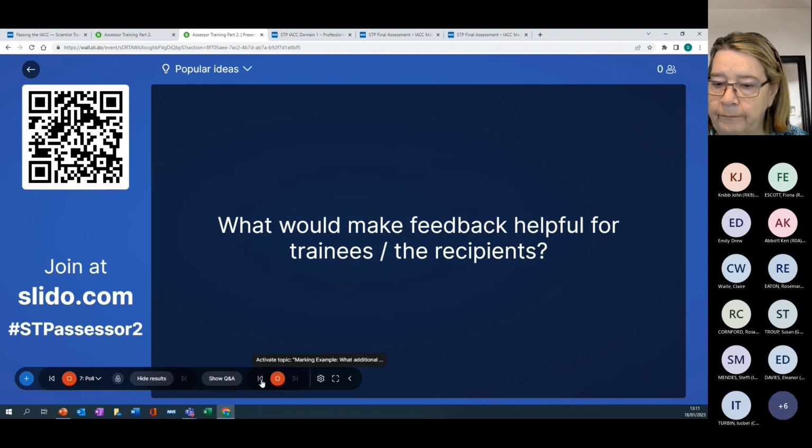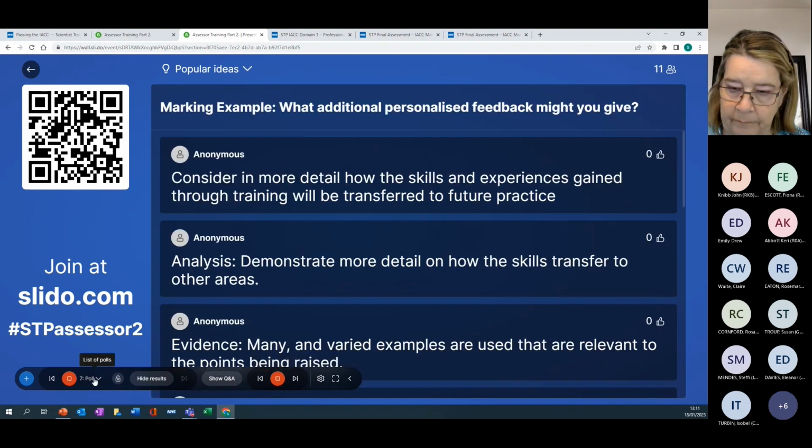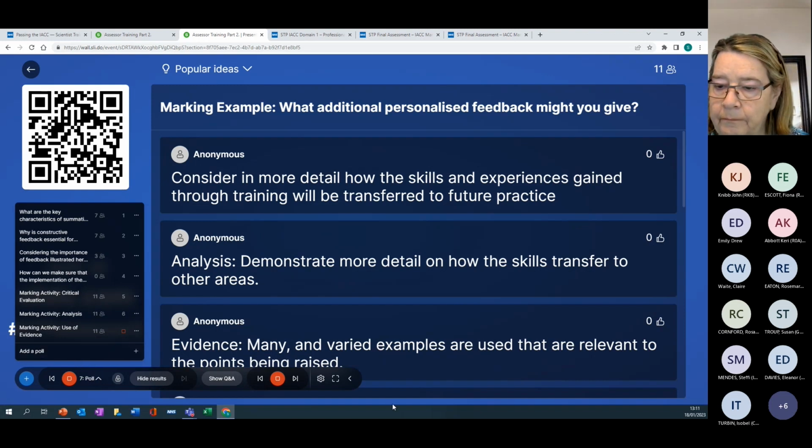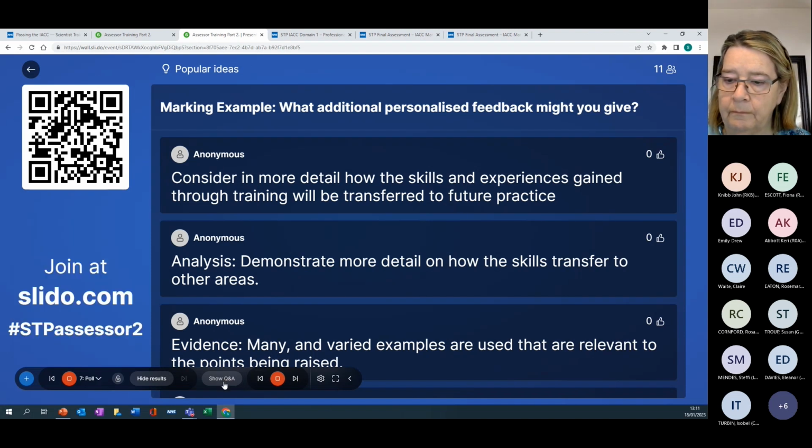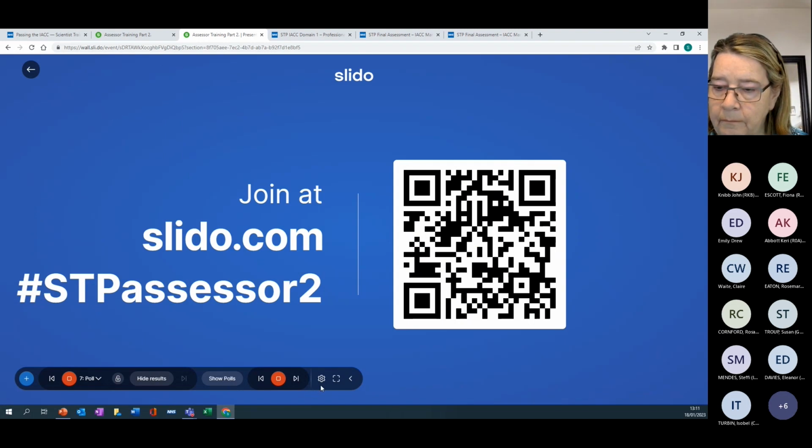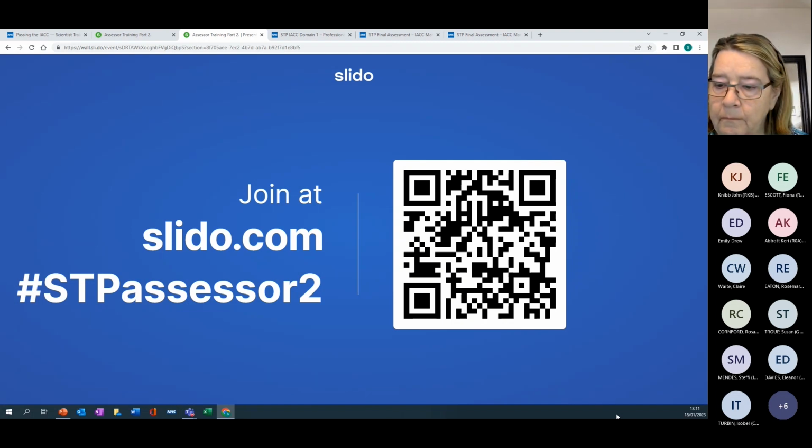Oh, wait a minute, sorry, I've opened the wrong one. Let's do it in the Q&A instead, because my polls have disappeared for some reason. So if I ask you that question, you can put it in the Q&A there. How can we make sure that the implementation of the interview is fair and transparent and reliable as well?